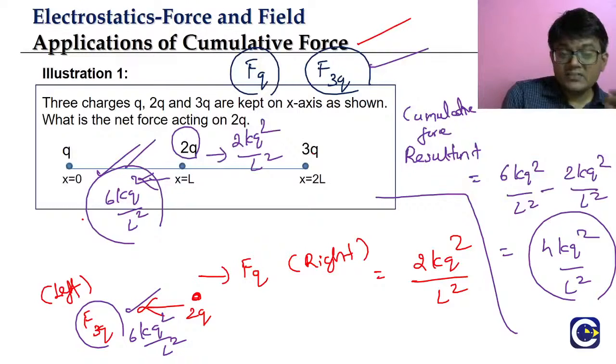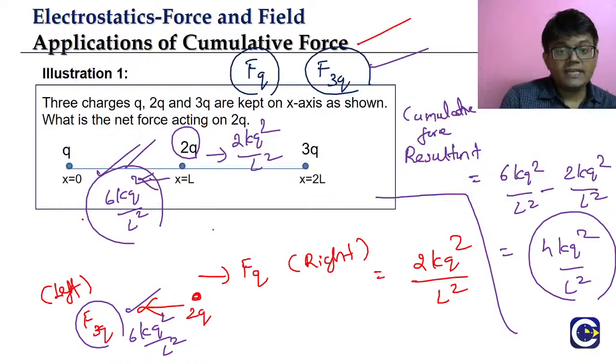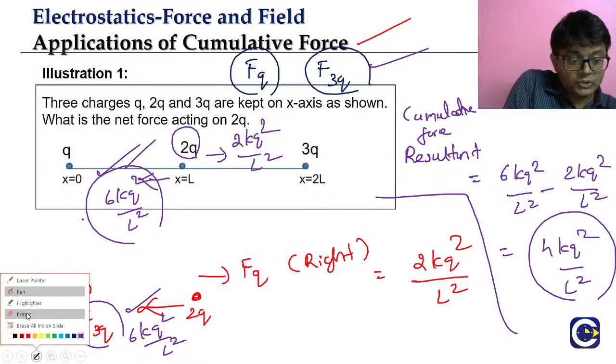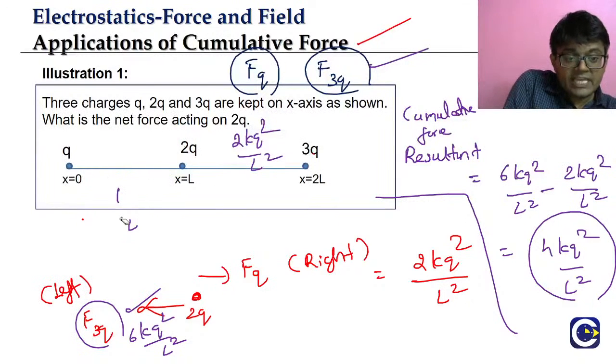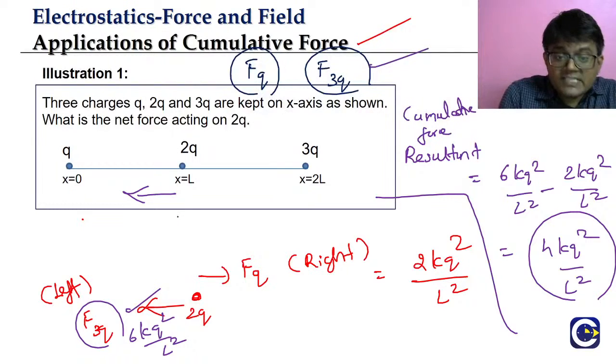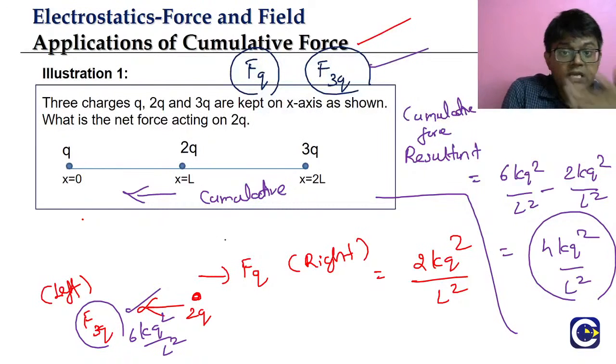This is in the direction of the higher magnitude force. The higher magnitude force is 6kq square by L square. So the net force, or the resultant force, or the cumulative force, is towards the left side. But instead of saying left side, we can also say the cumulative force is towards the negative x-axis.